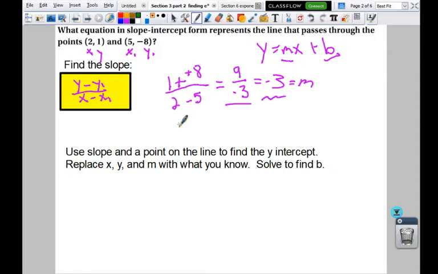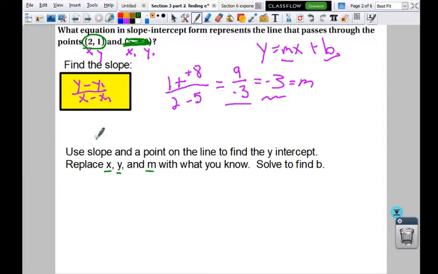By using the solving equation stuff we did a couple chapters ago. So, I'm going to replace this x, y, and m with numbers. Now that I found my slope, I'm just going to use this first point right here, and I don't care about the other point anymore, because I just needed it for slope, and I found it.